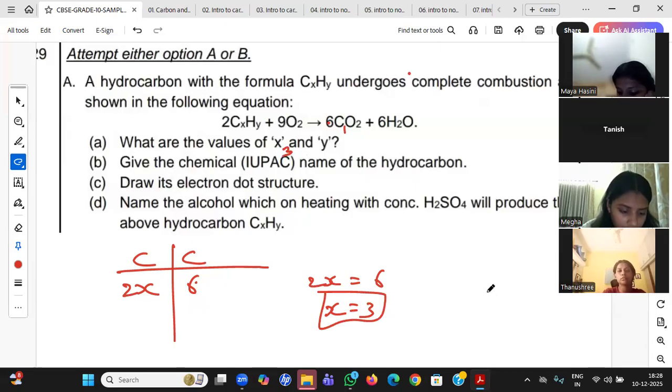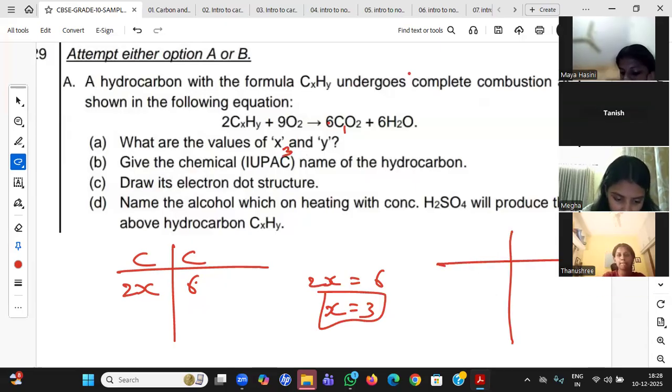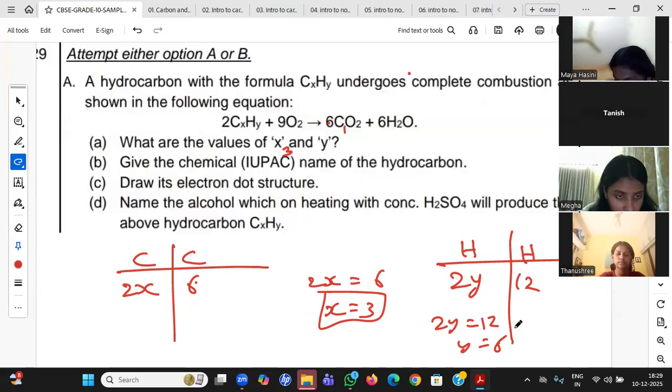So, Tanushri, say for Y what atom should I take? What element should I take? First is 2Y. Hydrogen, I need to take 2Y. Right side hydrogen is 12. That's all, student. 2Y equal to 12, Y equal to 6. Tanish, what happened, beta? Simple calculation. Okay, right answer. Go ahead with the second question.